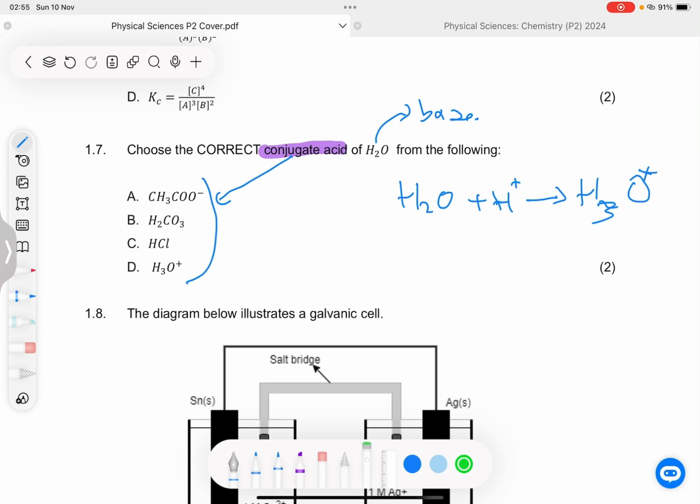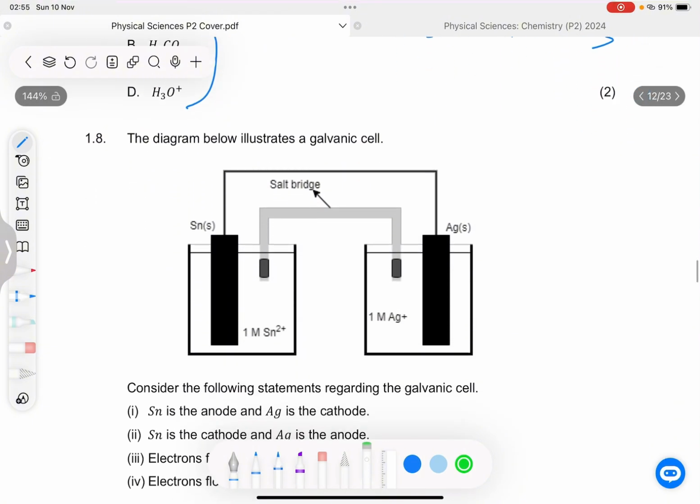Please be sure that you revise the acid base pairs before you step into the exam so that you are able to identify these conjugate bases and acids.